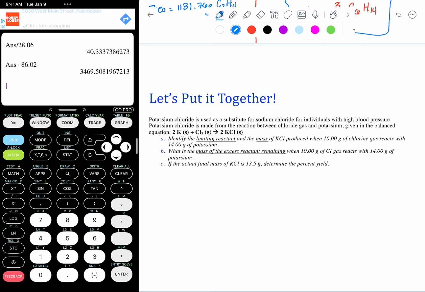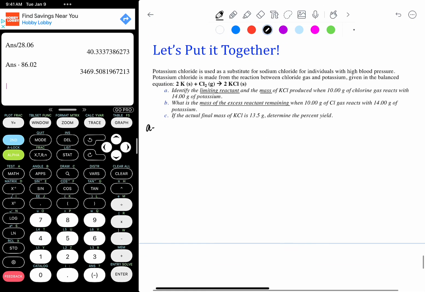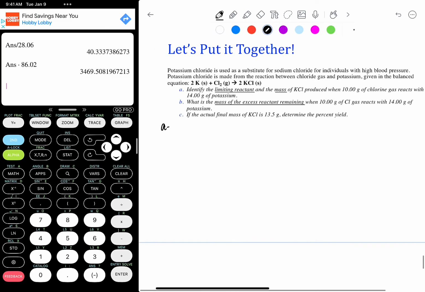This problem is a long one, okay, but it is one that brings together everything that we've talked about in this entire chapter. So, the first part is asking us to identify the limiting reactant and the mass of KCl produced. So, we're going to do like we did in the beginning of our lesson, and we are going to find our limiting reactant given our masses of our reactants.